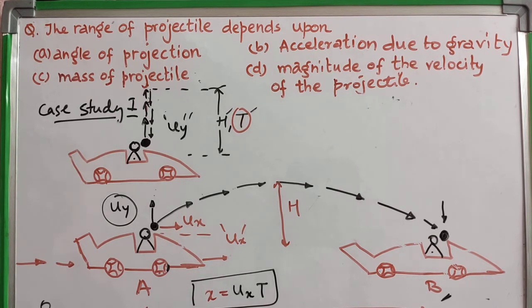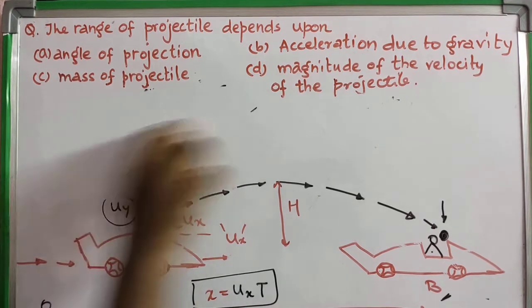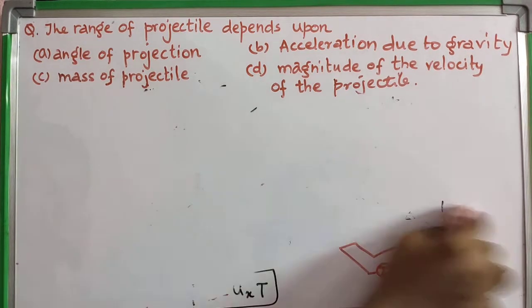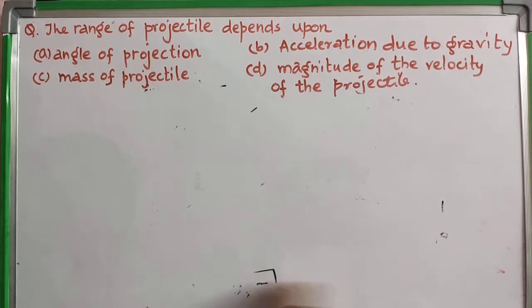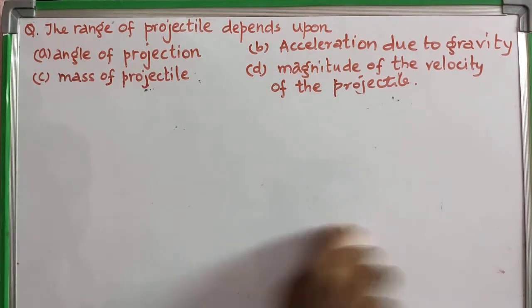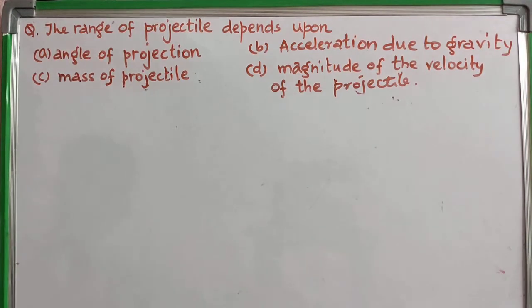Today's question. Okay. Today's question is: the range of projectile depends upon A. Angle of projection, B. Acceleration due to gravity, C. Mass of projectile, D. Magnitude of velocity of projectile. Now I will suggest that if you haven't seen the last video, the first part of this, I request you to see that video, and after seeing it, come again to this and solve the question. Clear?